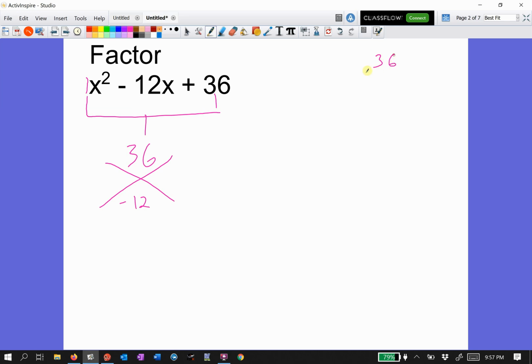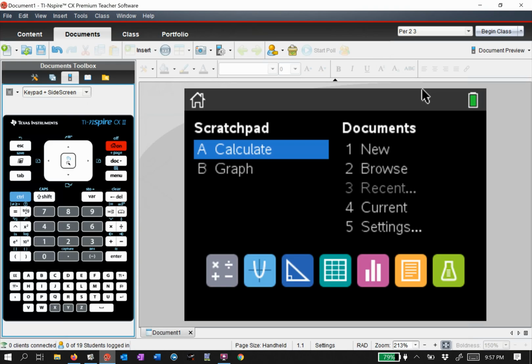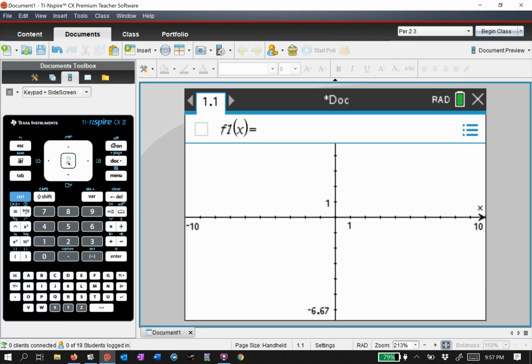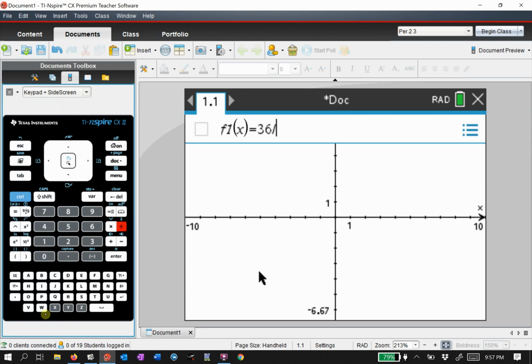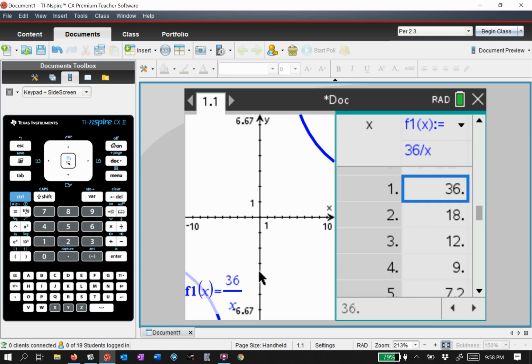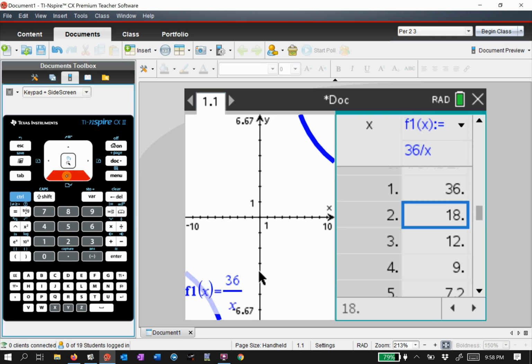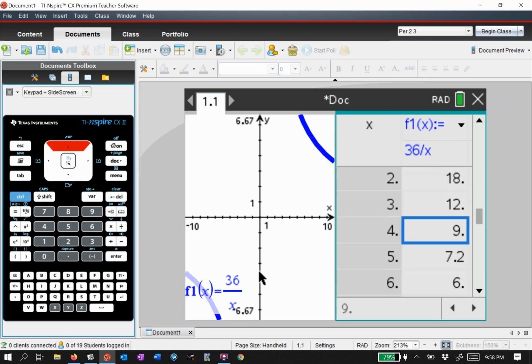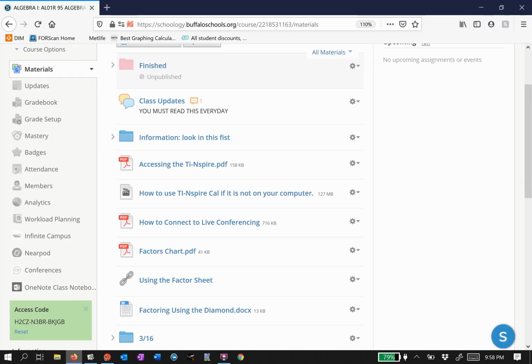Now, again, we could do it one of two ways. We could use a calculator. Just do 36 divided by an x. Press Control and T for table. And then we got 1 and 36, we have 2 and 18, 3 and 12, 4 and 9, and 6 and 6. It's a great way of doing it.